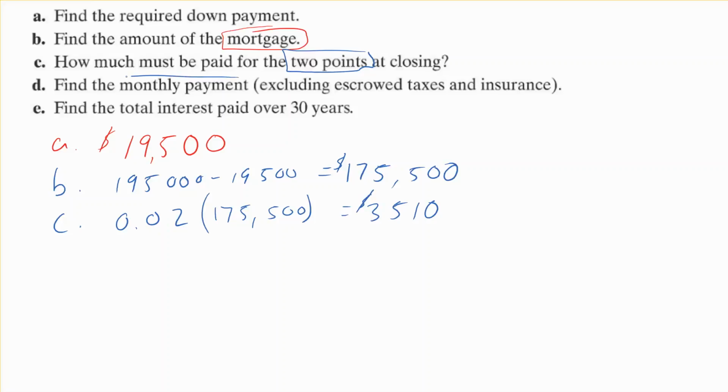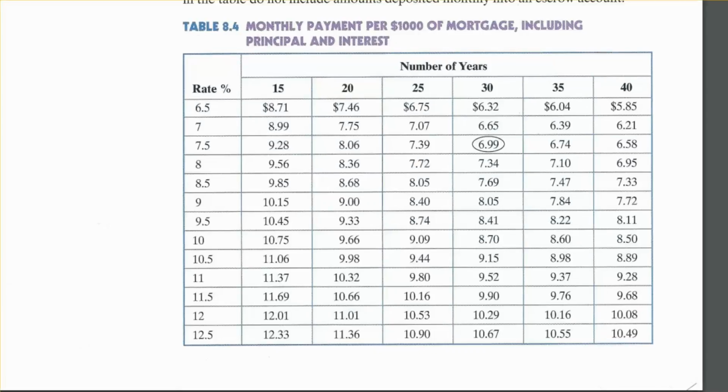The monthly payment, let's go ahead and find that. So the first thing we're going to do for that monthly payment is we're going to look at that table on the attached PDF, and that's right here. And we were talking about a 30-year mortgage at 7.5%. So the number we're looking for is 6.99. And that is your monthly payment per $1,000. So let's keep that number 6.99.